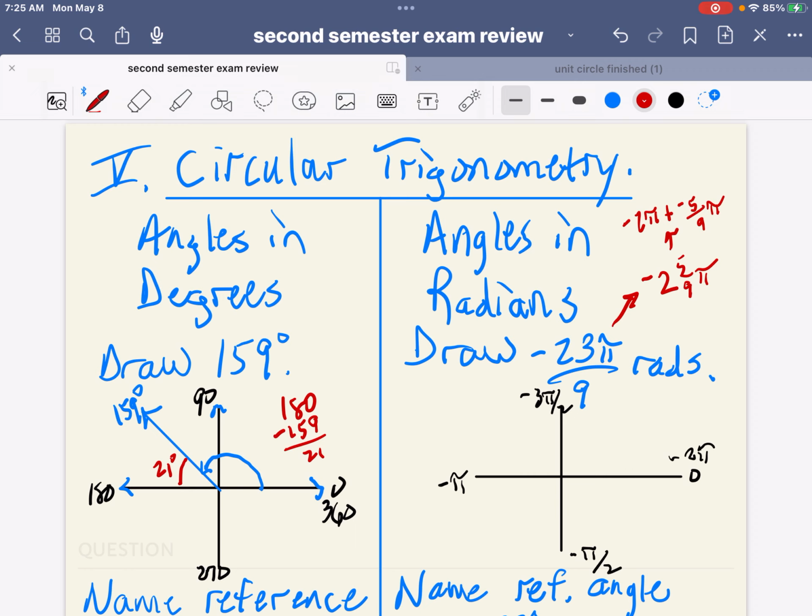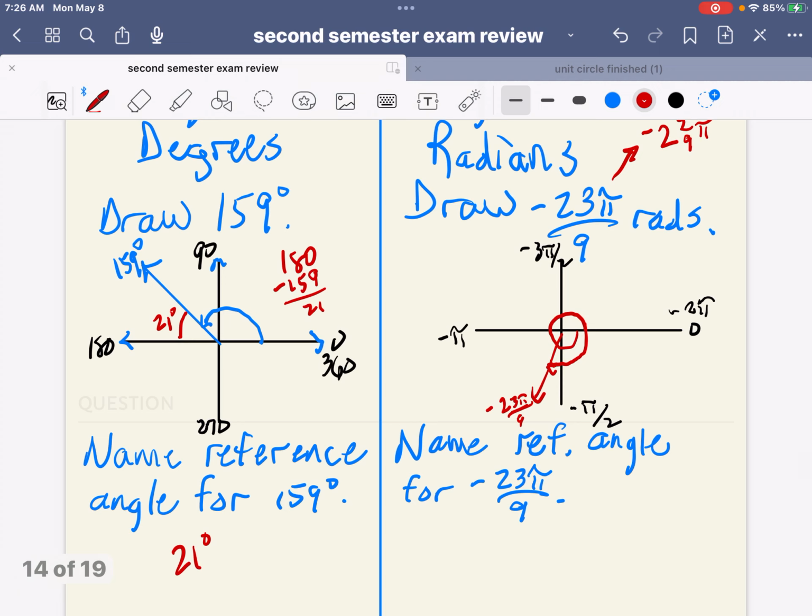then negative 2 pi means to go around clockwise once, and then negative 5/9 pi, that's a little bit more than a half. 5/9 is a little bit more than half, so that says I would rotate past there by a little bit and stop, and so negative 23 pi over 9 is about right there in the third quadrant.